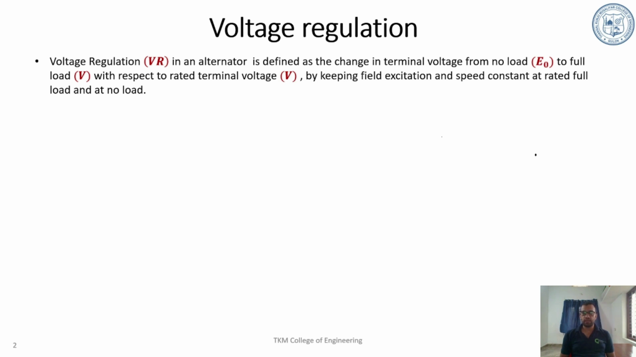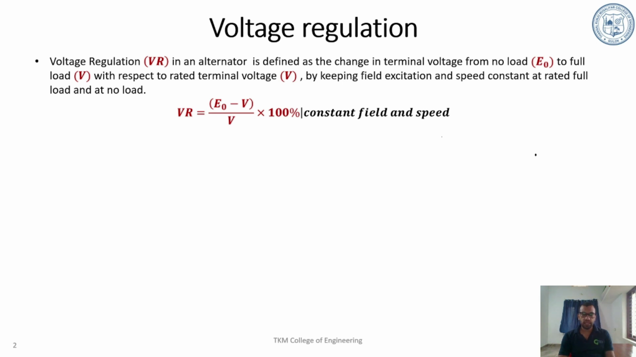After measuring the rated terminal voltage, we need to suddenly throw off the load switch. Ultimately, the speed of the alternator gets increased. By adjusting the field of the prime mover, we can maintain the speed constant. After ensuring rated speed, we take the terminal voltage of the alternator, which gives the no load induced EMF E0. Once we have E0 and V, we can calculate voltage regulation by this equation: VR equals (E0 minus V) by V into 100%.